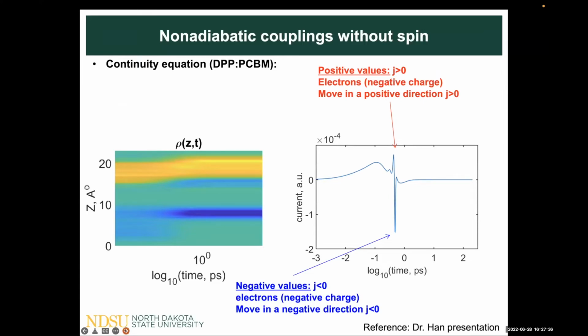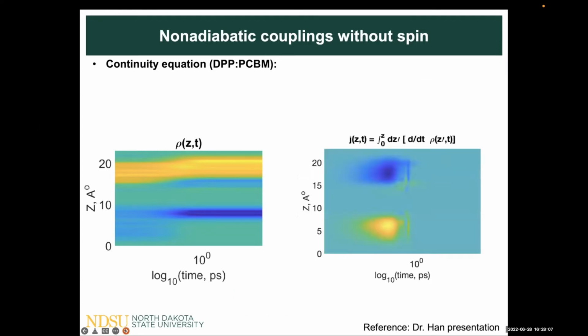On the left, the yellow color represents the electrons and blue represents the holes, and based on the continuity equation for DPP PCBM, we get the current density as in the right figure. A positive value means the electrons move in the positive direction, and a negative value means the electrons move in the negative direction. Next, please. Here on the right, you can see the amount of charge transfer at the interface at different times, the holes and the electrons that are transferred.